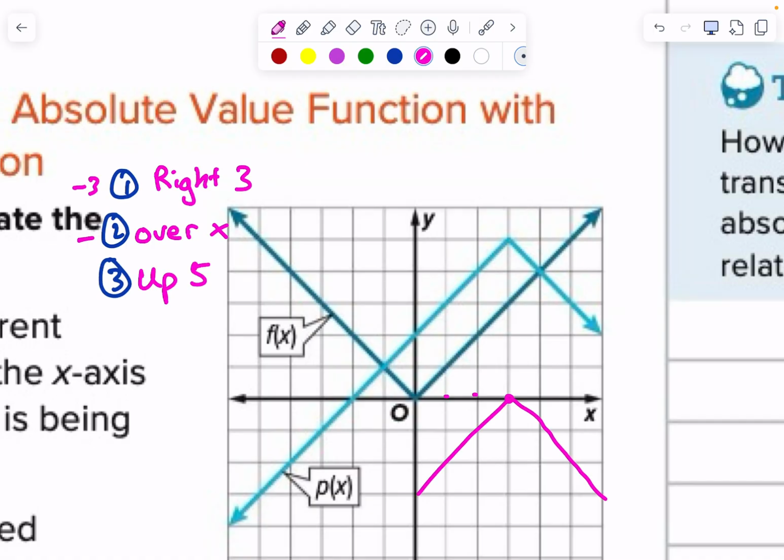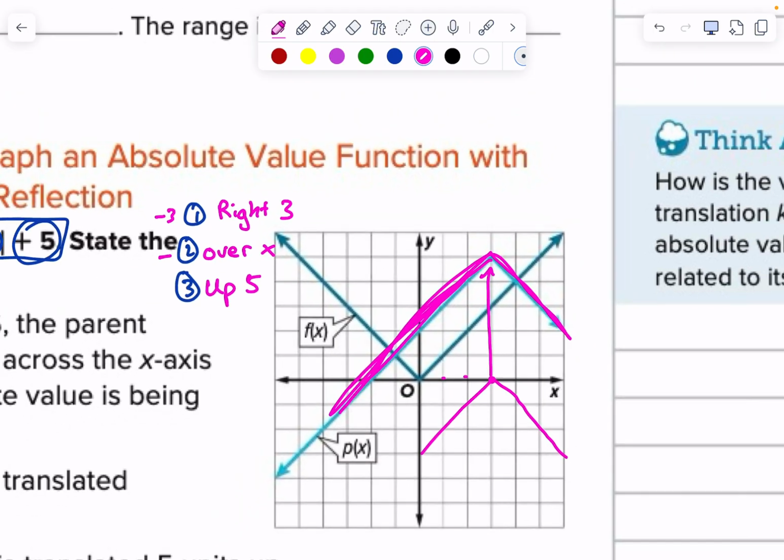Okay, that's what he looks like. And then we moved him up 5. So now he looks like this one. Yeah? Okay. I personally think moving him left, right, up, down, and flipping him is easier. When you start to do the stretch and compression, change his slope and make him a skinnier or fatter one, that's where it gets a little bit tricky. So be careful as you're doing these steps.